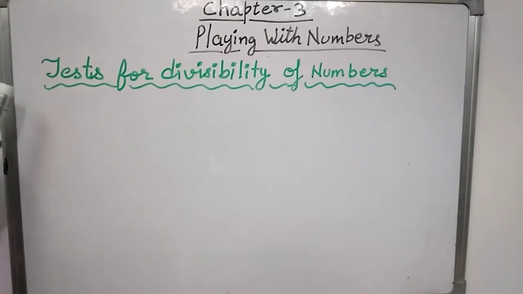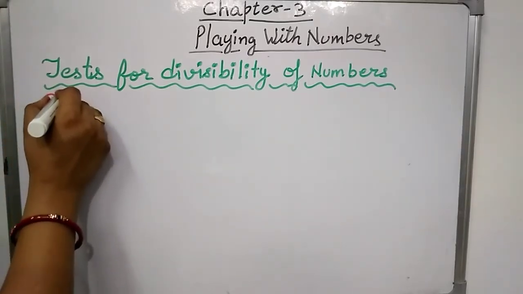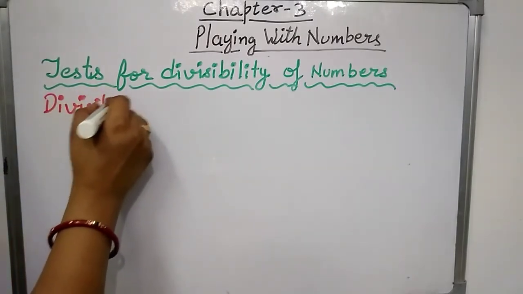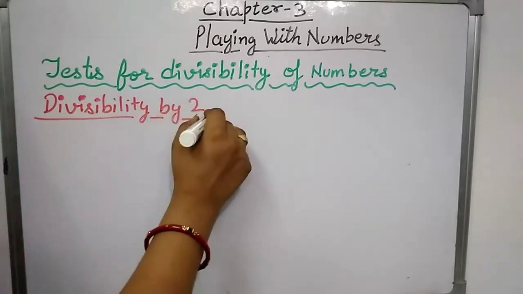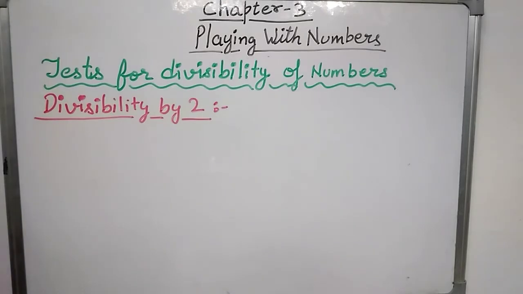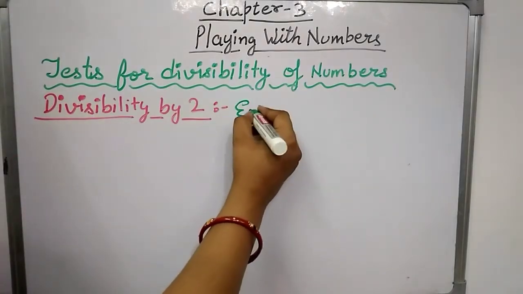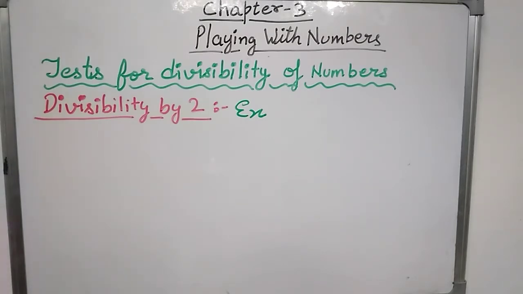Our next topic is tests for divisibility of numbers. In this we will check how any number is divisible by different numbers. So the first test is for divisibility by number 2. For checking whether any number is divisible by 2, we will consider its unit digit at the ones place.